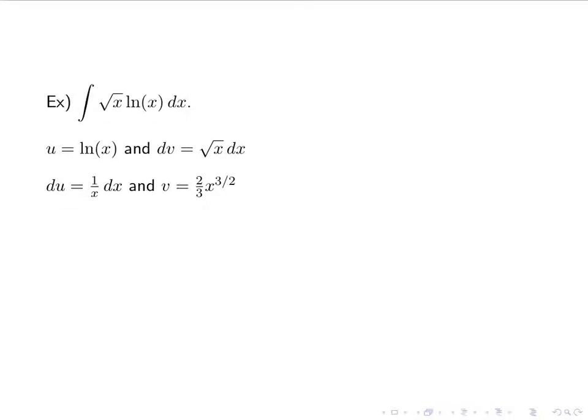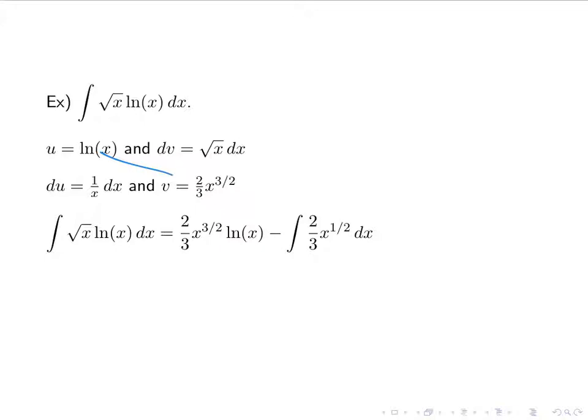So here it is. Du again is 1 over x dx. V, like I just said, is 2/3 x to the 3/2. Again, don't put the plus c yet. We'll do that at the end. Okay, so our integral is uv, that's my first one, minus the integral of v du.